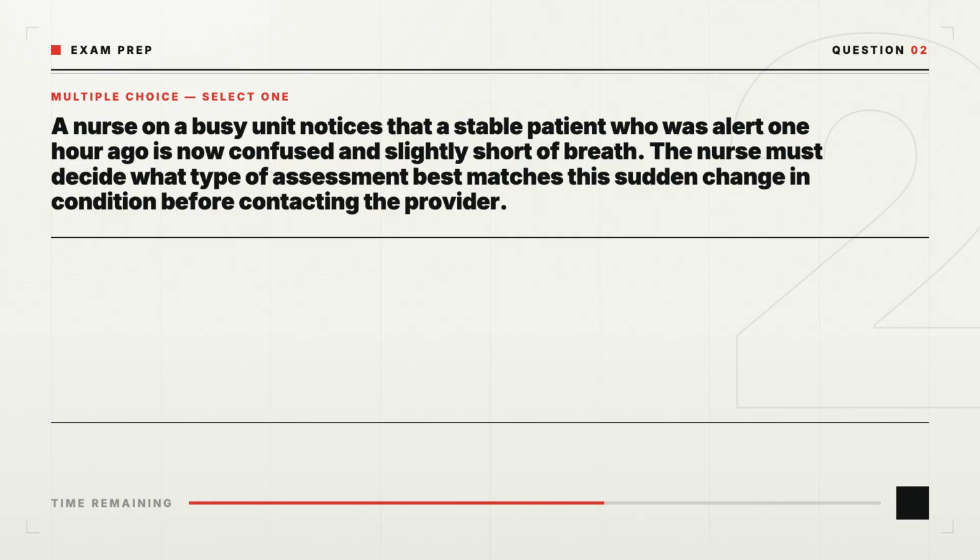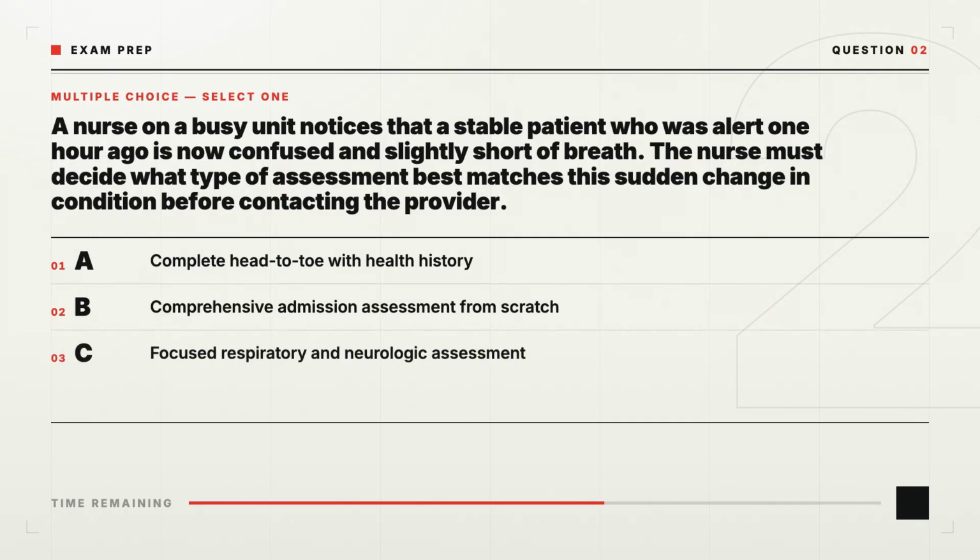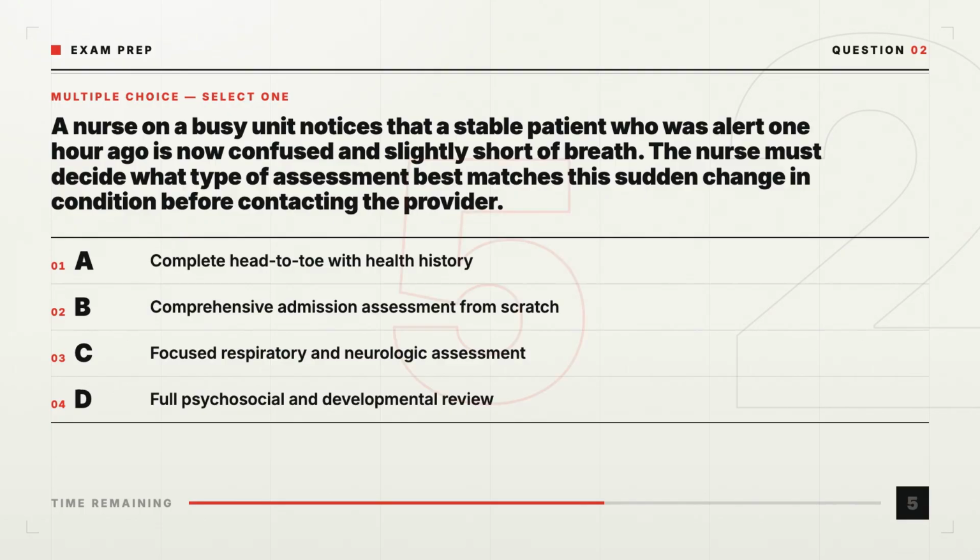Your options are A. Complete head-to-toe with health history. B. Comprehensive admission assessment from scratch. C. Focused respiratory and neurologic assessment. D. Full psychosocial and developmental review. Take a second. Which answer would you pick?